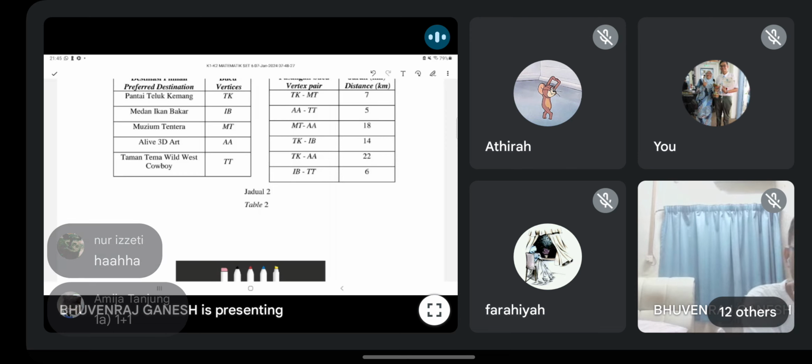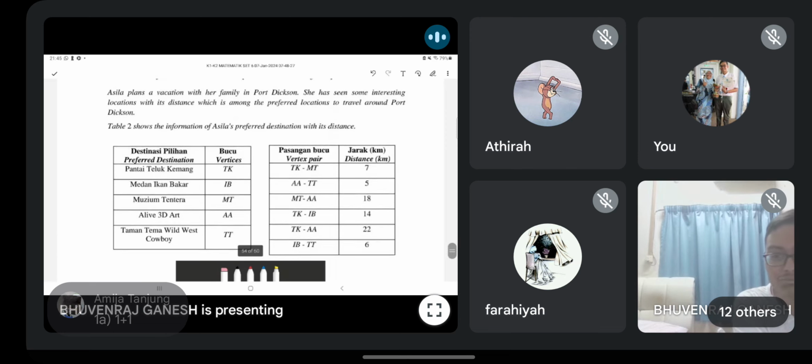Betul. 1A, apa maksud kamu? Oh, itu soalan kamu. Jangan create soalan macam tu. Soalan tu tak ada markah. Sangat mudah.